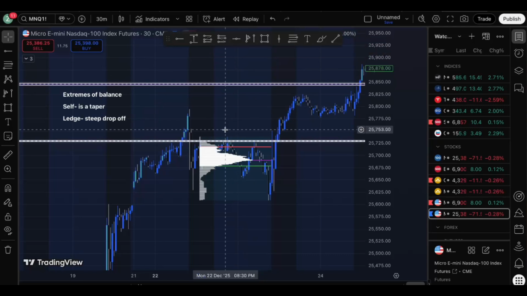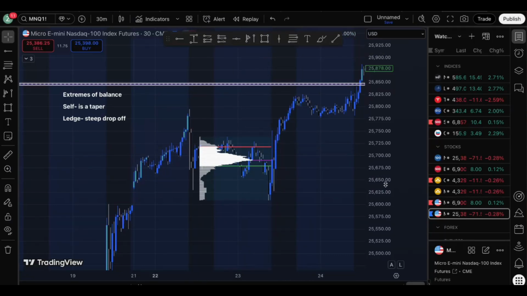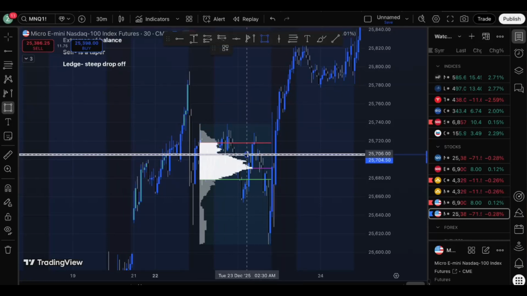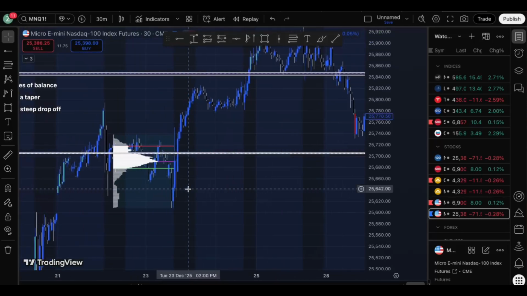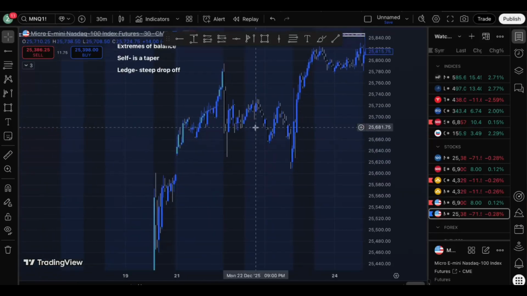A shelf. Okay. This whole area, shelf. Okay. And actually, we would have a ledge right here. The ledge would be like this steep drop off right here. But obviously, we'd want to find it at the start of a balance, okay? But still level. Okay. I'll find another example.